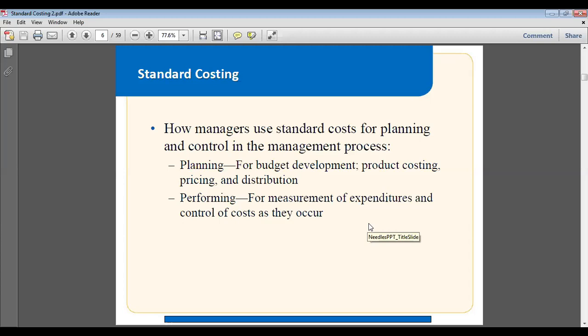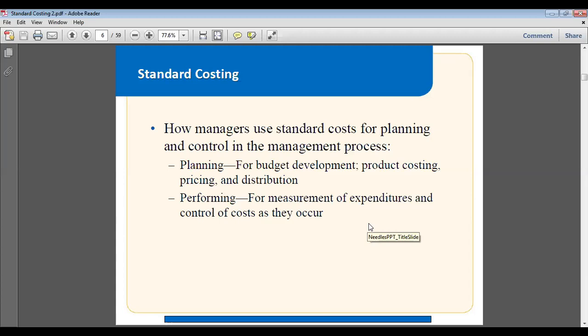Planning: how does standard costing affect the planning? Because if we are able to define standard cost in future, we can give a good plan of production. So planning is affected by the standard costs for budget development, product costing, pricing, and distributions. All these costs are related with the planning of the future production. This way, standard costing is taken into account for the future planning.